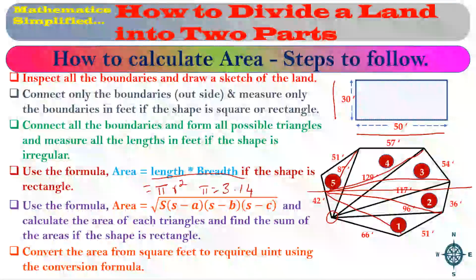While measuring or dividing the land, direction is very important. From there only we can measure, like from north to west or so. So we need to mark the direction.